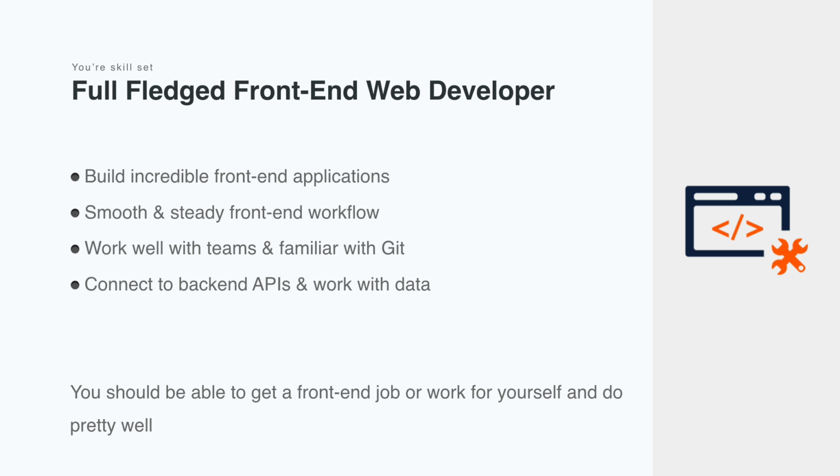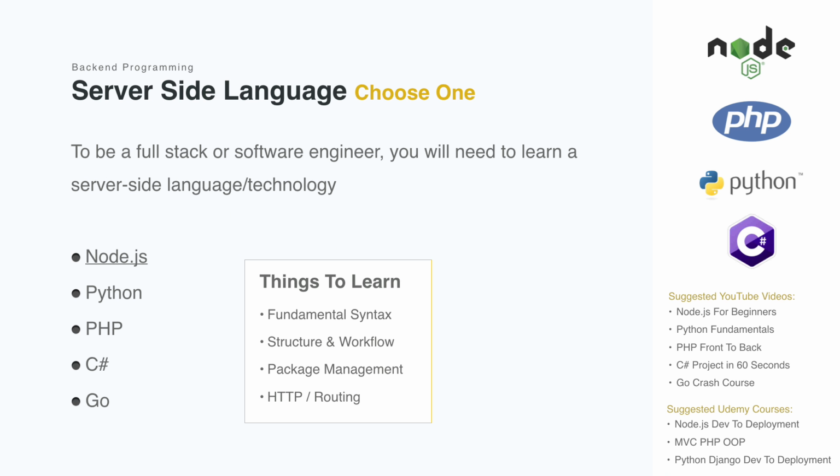If you're looking to be a full-stack developer or a back-end engineer, then let's move on to a server-side language. There are quite a few choices for programming languages. There are five that I would suggest looking at. That's Node.js, which is not a language, it's a runtime. It's basically JavaScript on the server. There's Python. There's PHP, C#, and Go. You also have Ruby, Java, and some others.